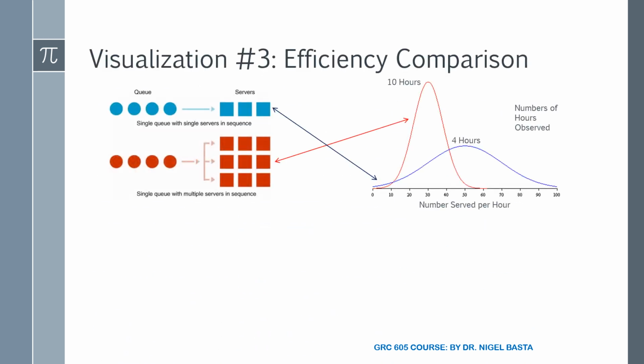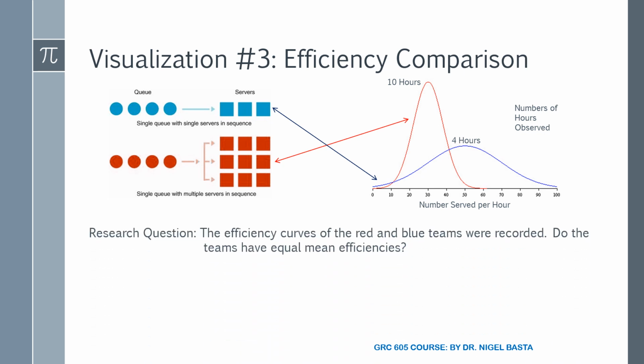As with the previous slide, this visualization is also capturing a comparison. However, in this slide, we are looking at the mean of a number of teams per group, the efficiency of the blue servers as opposed to the efficiency of the red servers. The testable statement here is pretty straightforward. Do the teams have equal mean efficiencies?